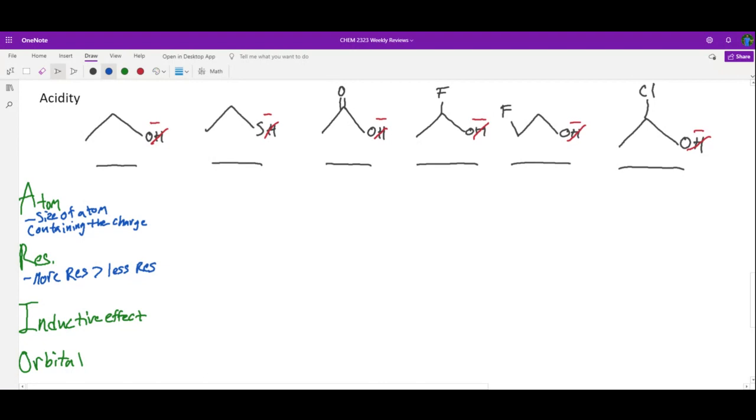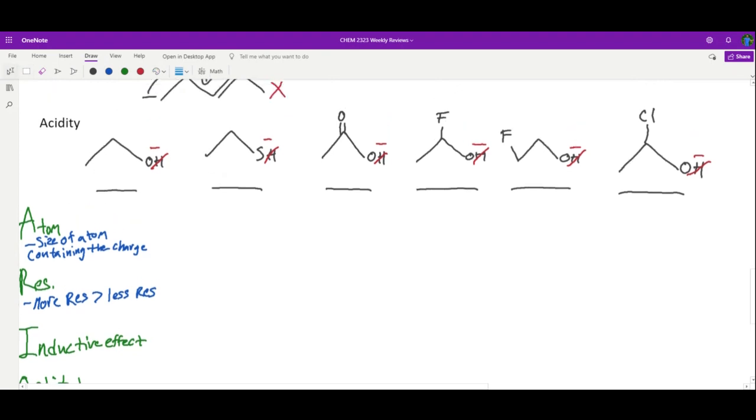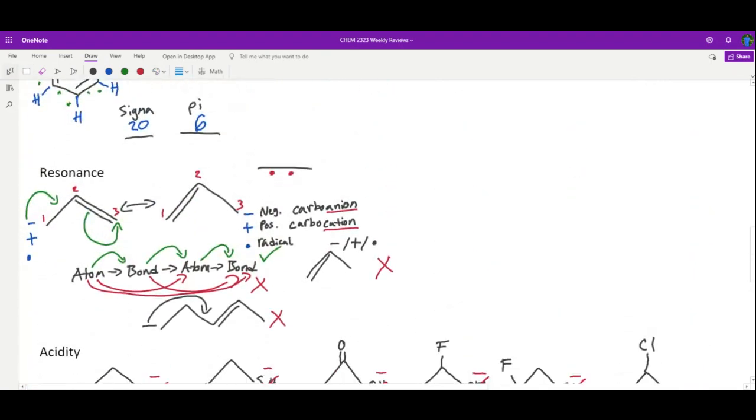Something I forgot to mention about acidity: resonance as a concept is good for stabilizing a charge because that charge will be spread throughout the molecule. Okay, so let's actually go back real quick, and I'll explain what I mean.